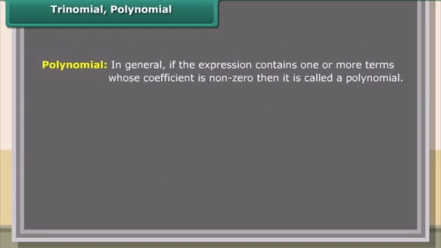Polynomial. In general, if the expression contains one or more terms whose coefficient is non-zero, then it is called a polynomial. Example, 4x plus 4xy plus 17xz squared minus 10y squared z plus 19.